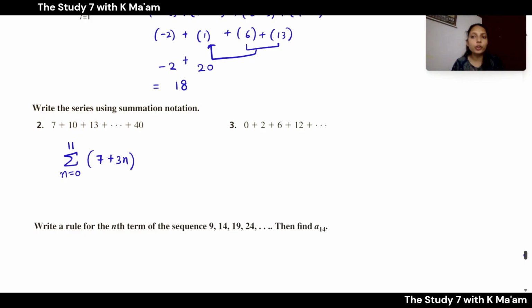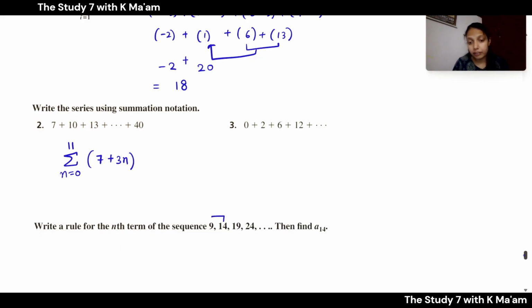We learned about two types of sequence, geometric and arithmetic. Let's check if it's arithmetic or geometric. Arithmetic means the difference between any two consecutive terms is the same. Geometric is when the ratio of any two consecutive terms is the same.